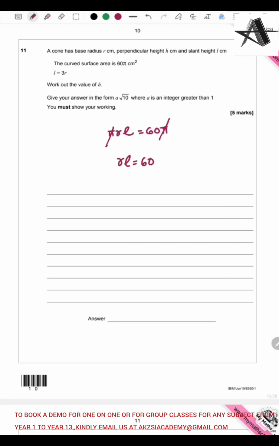Now we have another relationship, that is length is 3 times r. So in place of length I can put 3r. So r remains as it is, and in place of l I can write 3r. This is equal to 60. Now multiplying this together, 3r squared is equal to 60. Now isolating r squared, divide both the sides by 3. I'll get r squared as 20. Now I'm not taking root as of now. Why? Because finding r or finding l is not the question.